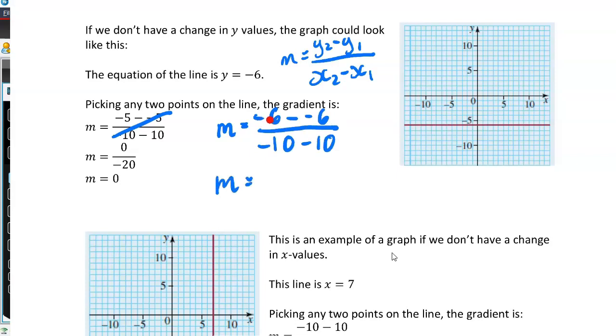So that is -6 minus -6. So that's -6 plus 6 gives me 0. -10 minus 10 is -20. Now 0 divided by any number is 0. So the gradient here is 0. Okay, the gradient of that horizontal line is 0.